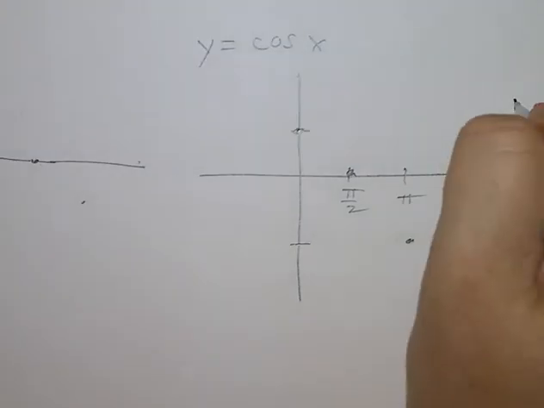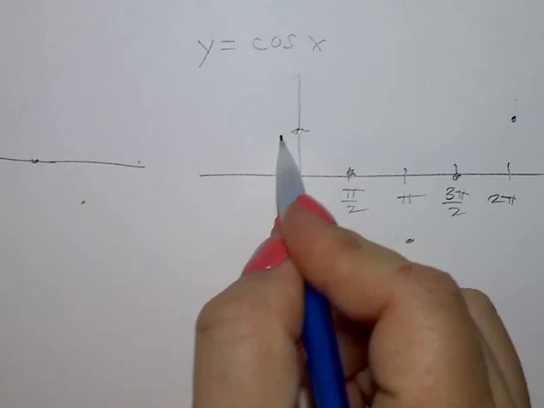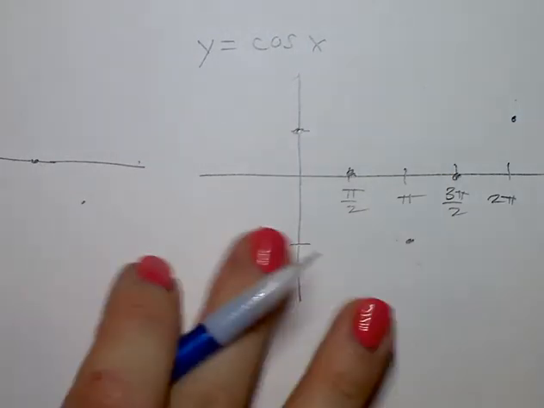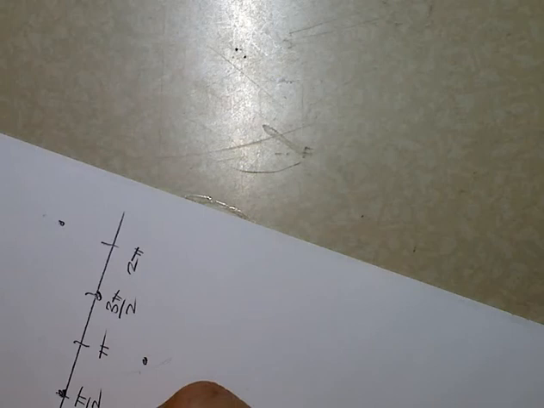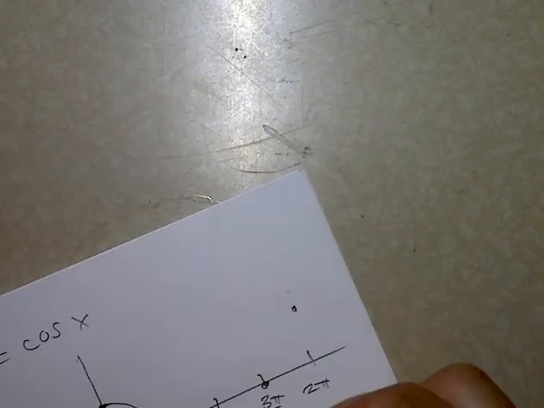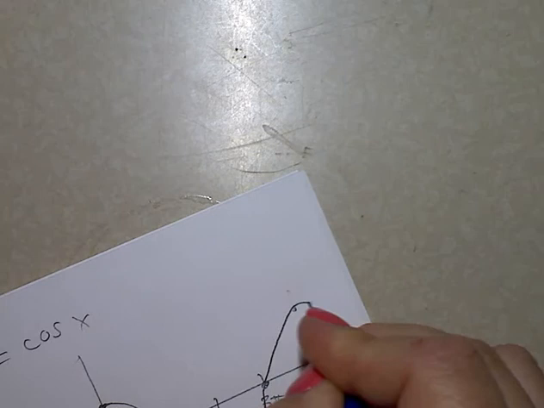Remember, do not make sharp points here. This is not a V. This is curved. So it hits your top part of the curve and comes down, comes back, hits your top part and goes back down again.